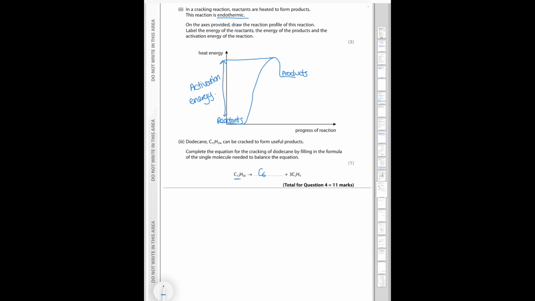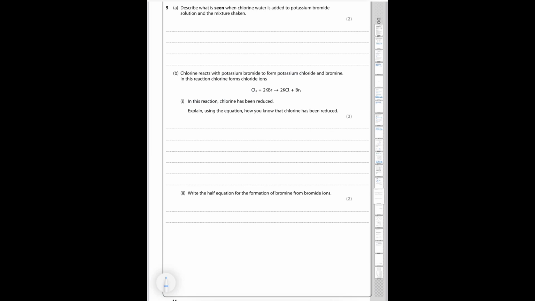So 26, take away 12, that means we are going to have 14 hydrogen atoms. For question 5, we are asked to describe what is seen when chlorine water is added to potassium bromide solution and the mixture is shaken.